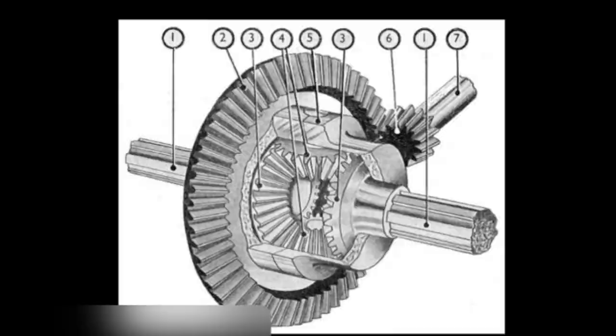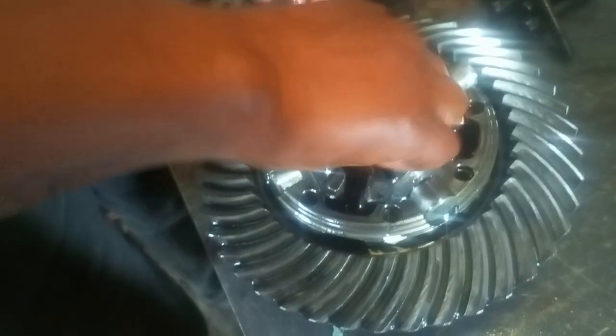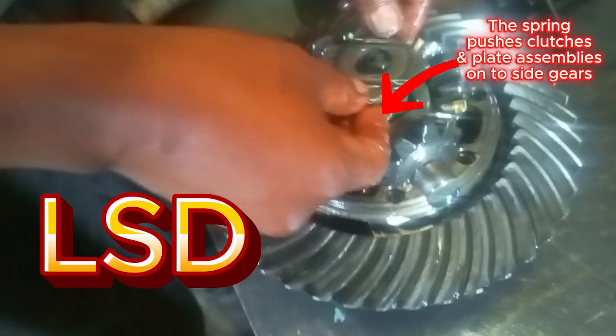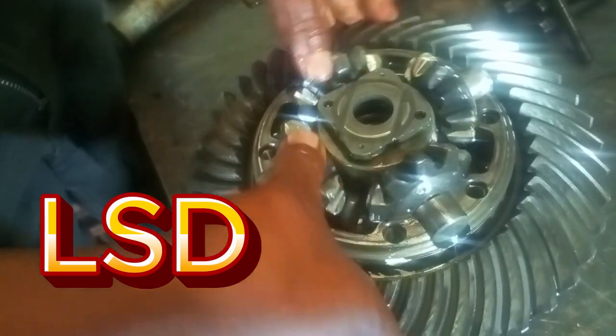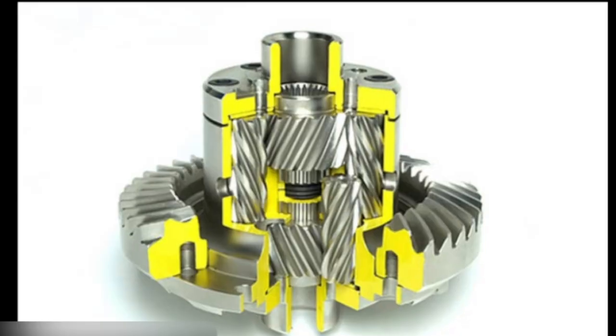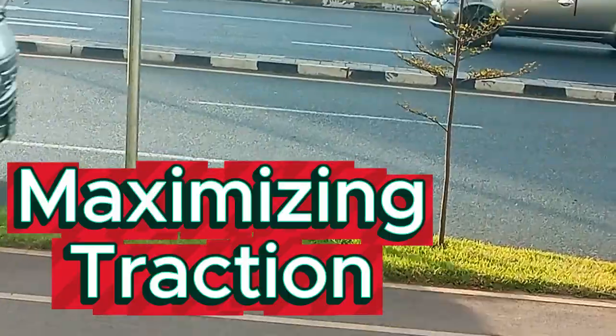1. Open differential, the most basic form, lets wheels rotate at different speeds while splitting torque equally. Common in everyday cars. 2. Limited slip differential, LSD, similar to an open diff but with clutch gears or other elements that limit wheel speed differences to improve traction. 3. Locking differential, mechanically connects both wheels so they turn together, maximizing traction for off-road use.